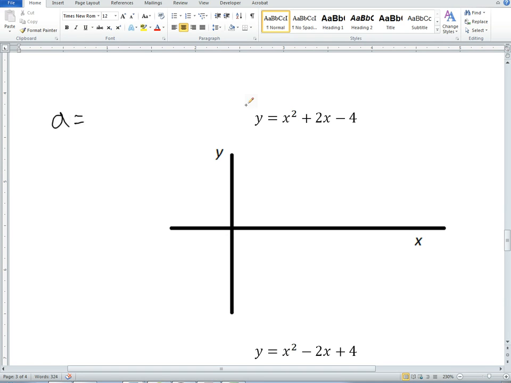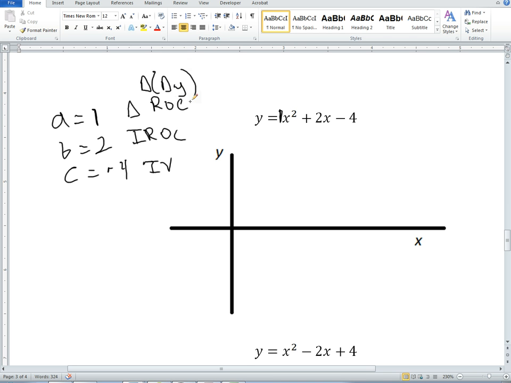So to begin identifying these, the coefficient of the x squared term, the value multiplying the x squared, that's called a, and the a value here is 1. The b value is the number attached to the x term, which is 2, and the c value is the constant, which is -4. So remember, c is the initial value, b is the initial rate of change, and a is the change in the rate of change. So in other words, the change in y.